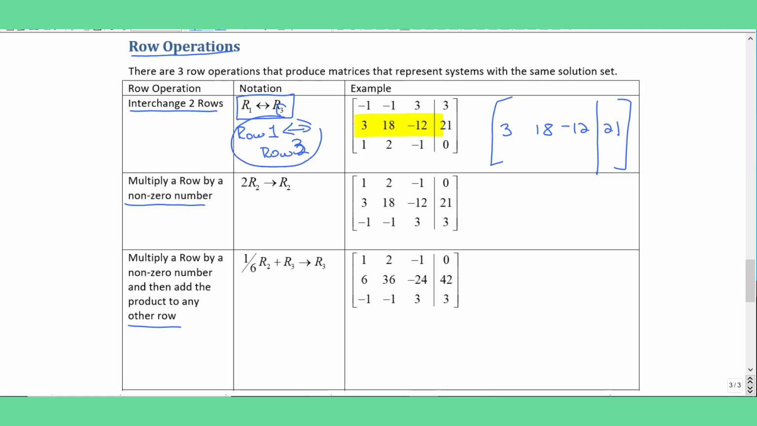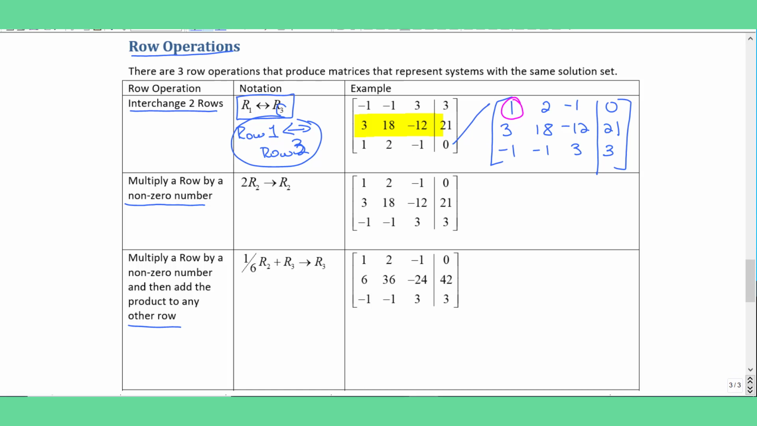But I'm going to interchange row 1 and row 3. So I'm going to put row 1 down here, and I'm going to put row 3 up here. And you're going, why would I want to do that? Well, echelon form, we want the ones on that diagonal, and so doing that gives me that 1. It's a starting point. And again, we're just looking at some very basic steps.